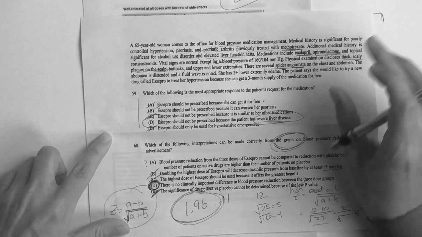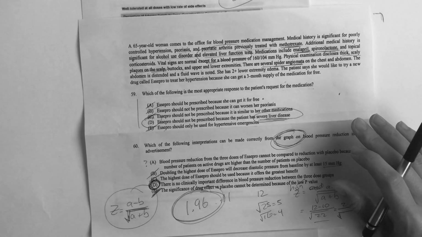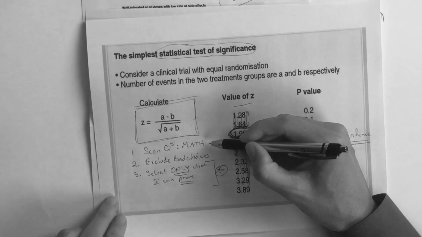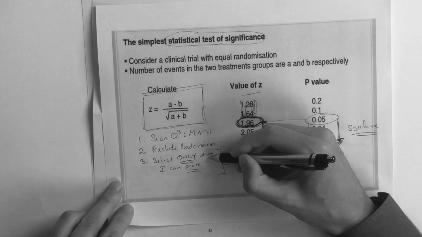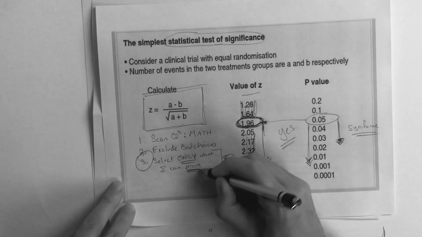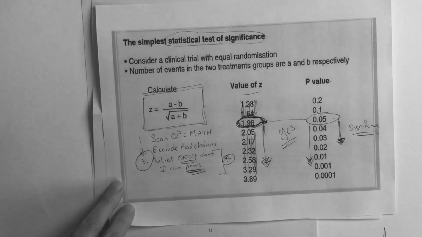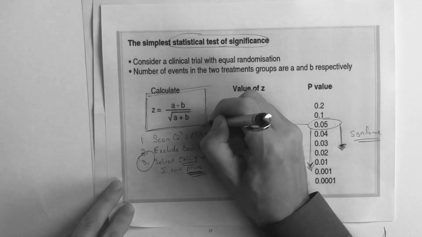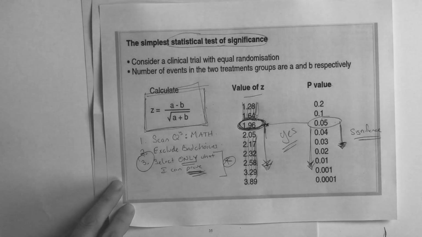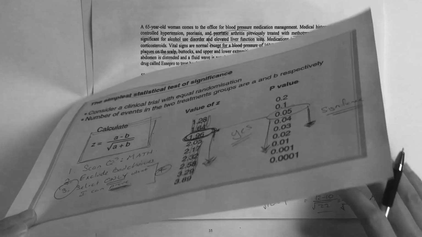So always read the questions first. And what are you going to do? You're going to look for the math problems. You're going to exclude all your bad choices, and you're only going to select the ones that you can prove, because sometimes everything sounds good, but you're only going to do the ones you can prove. And you're going to know this formula right here.